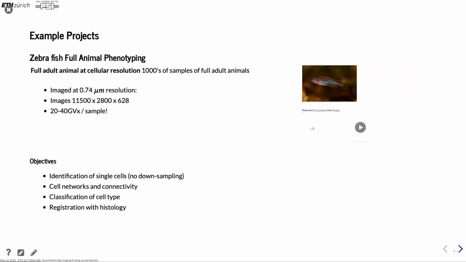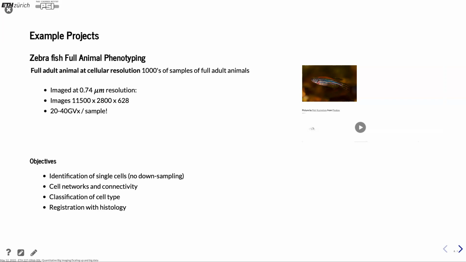So here is one example. It's a zebrafish, and you want to look at this animal at the cell scale level. That means we have imaged this fish at 0.74 micron resolution, and the images are 11K by almost 3K by 1K, more or less, and that would give us about 20 to 40 gigavoxels per sample. And then you have to scale that up with the number of bytes needed for the computational precision. So it can easily be 4 or 8 times more data.